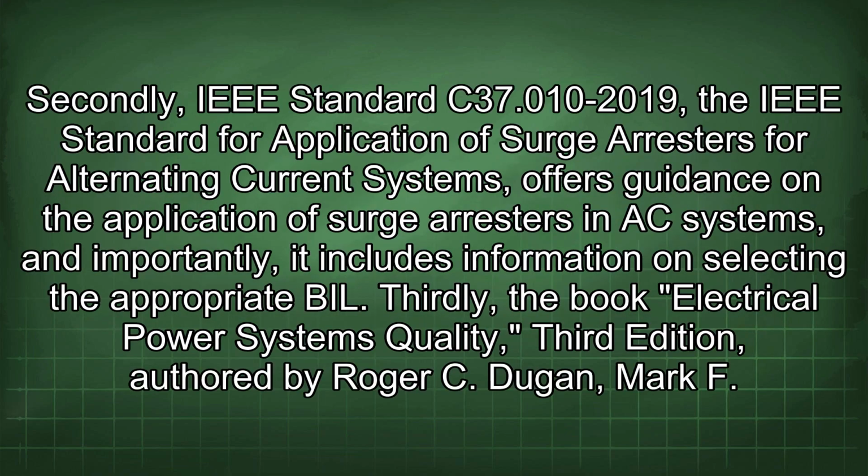Secondly, IEEE Standard C37.10-2019, the IEEE standard for application of surge arresters for alternating current systems, offers guidance on the application of surge arresters in AC systems, and importantly, it includes information on selecting the appropriate BIL.